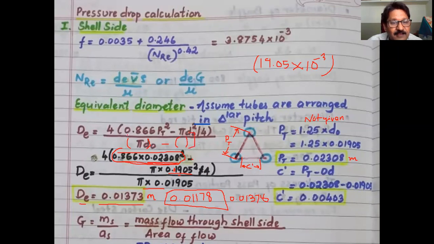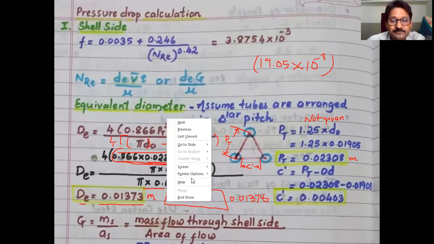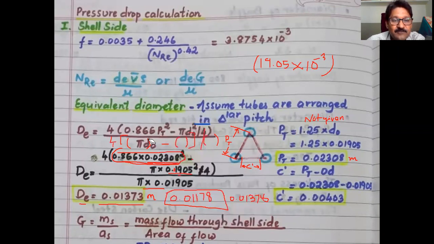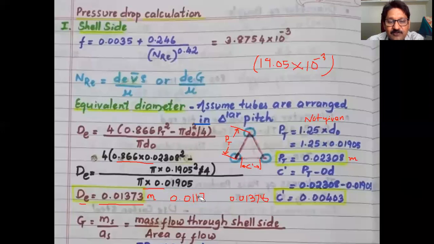Then write it, divided by 5 into 19.05 into 10 to the power of -3. So you do the next step, and definitely you will get the value. It requires some patience. You have to be very careful, and whatever calculation you have done, you should verify it twice. It requires patience.